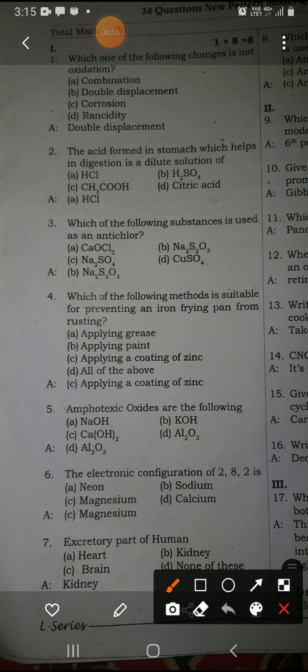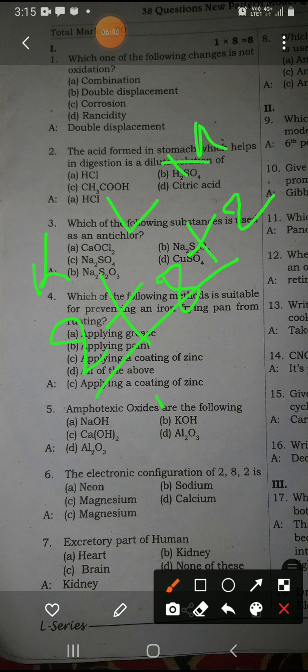So next, the electronic configuration of 2, 8, 2 is, right? What is its atomic number? We can find it out very simply, we just need to add. The first shell, K shell, will be 2, the L shell is given as 8, and the M shell is given as 2. So that is 2 plus 8 plus 2, 10 plus 2 is 12. So that is nothing but magnesium, right? So the right answer will be magnesium. Very simple. Got it, right?